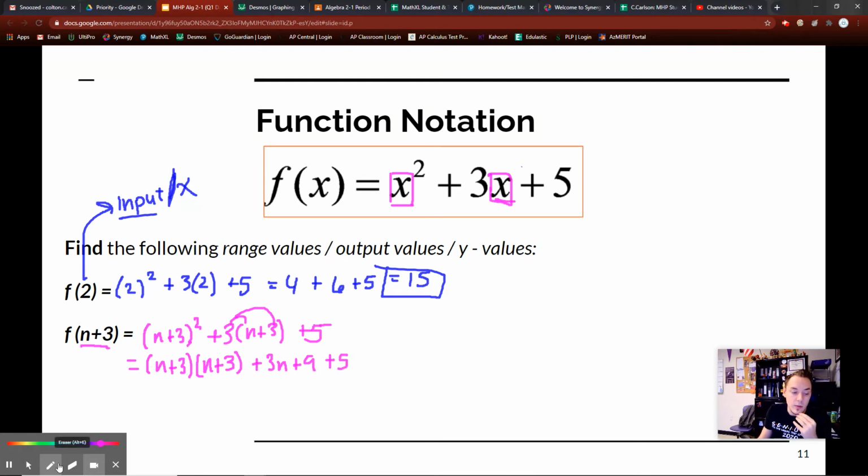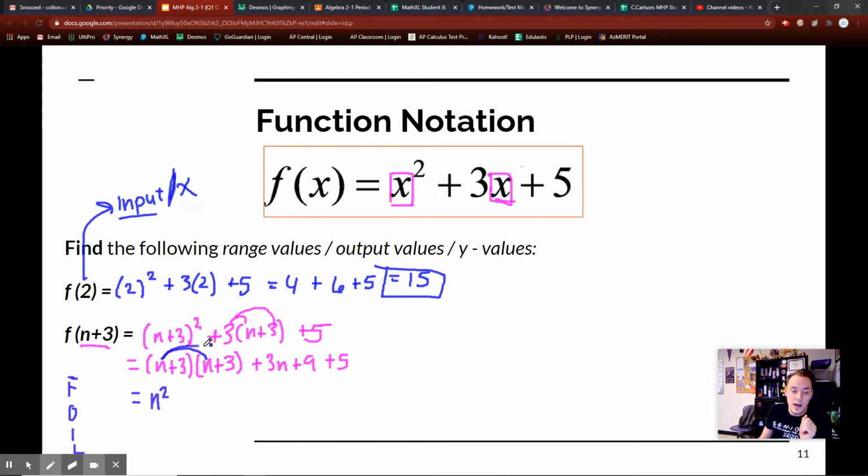Now, what do I do here? What I do is what we call, if you remember, FOIL. First, outer, inner, last. First, outer, O, inner, I, last. So first, what does that equal? N times n is n squared. Not 2n. N plus n is 2n. But n times n is n squared.